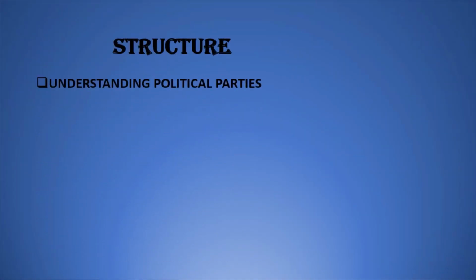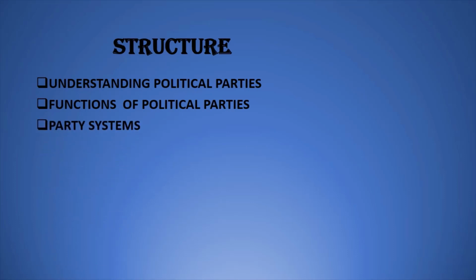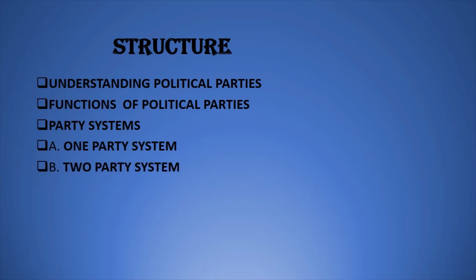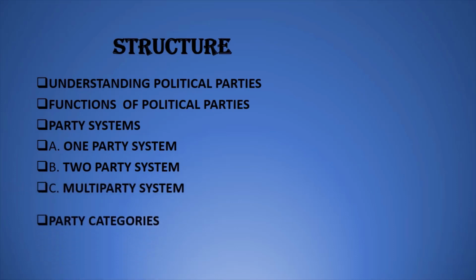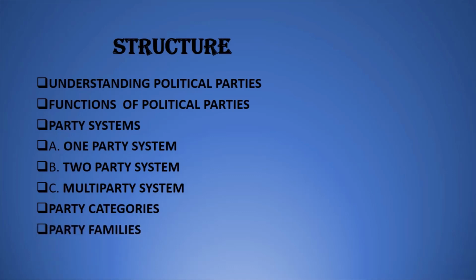Progressively, this will be the structure of this video tutorial. 1. We are going to understand all about political parties. 2. You know the roles, functions, and importance of political parties. 3. We are going to look at party systems, and party system has been partitioned into 3 different parts. A. One party system. B. Two party systems. And C. Multi-party systems. The 4th item that we are going to look at in this video are the categories of political parties, and we'll conclude with party families. Stay tuned and enjoy.